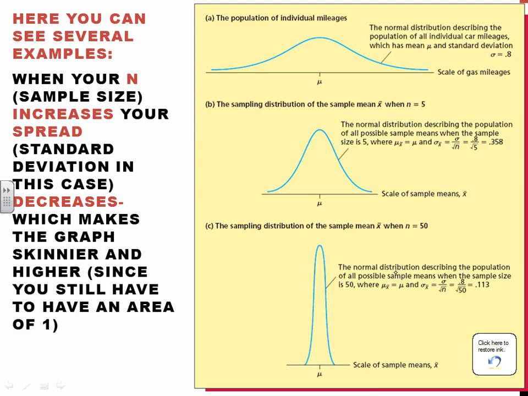Okay, here you can see several examples when your n sample size increases, your spread, standard deviation in this case, decreases. So it's going to make the graph skinnier and higher when you get a smaller variation, because remember, the area always has to be 1. So you're not changing the area under the curve, you're just changing that shape, the variance here.